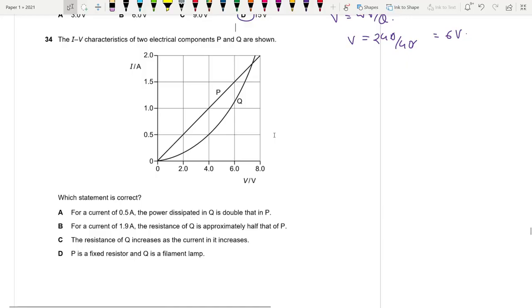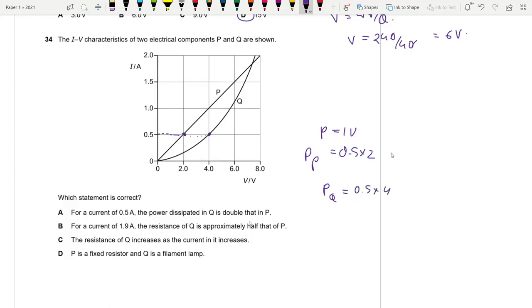The I-V characteristics of two components are given. So P is an ohmic resistor and Q is a semiconductor. For a current of 0.5 ampere, the power dissipated in Q is double that in P. P is equal to IV. So for P, that's 0.5 into 2. For Q, that's 0.5 into 4. So 1 and 2. The power dissipated in Q is double that of P. This looks good. 34 is A.